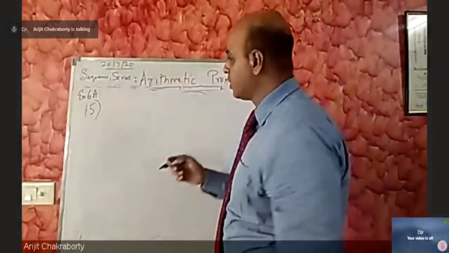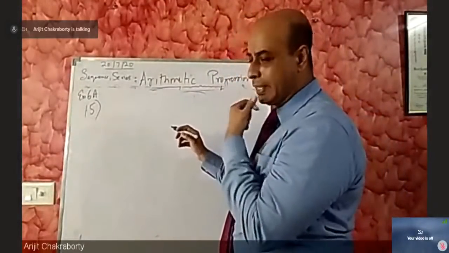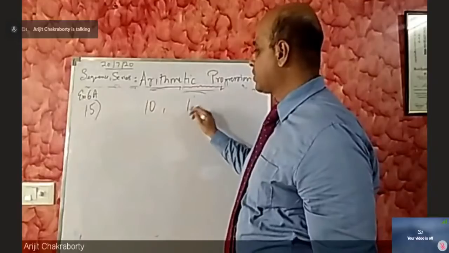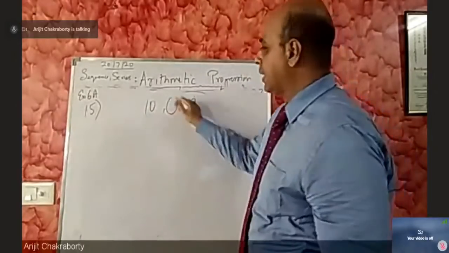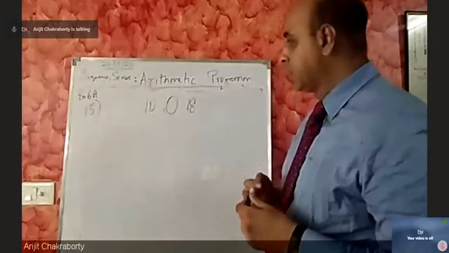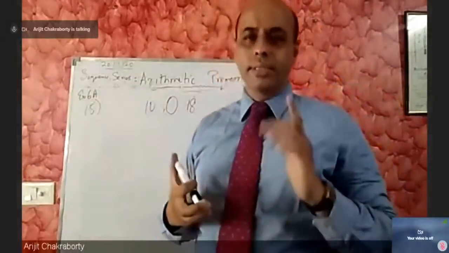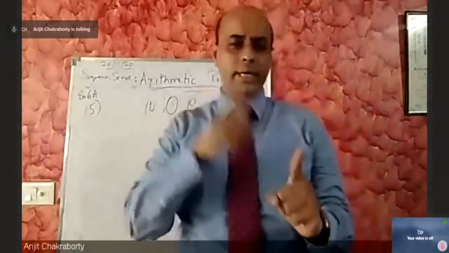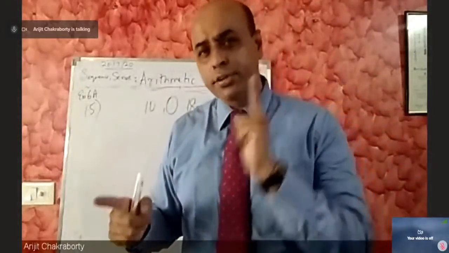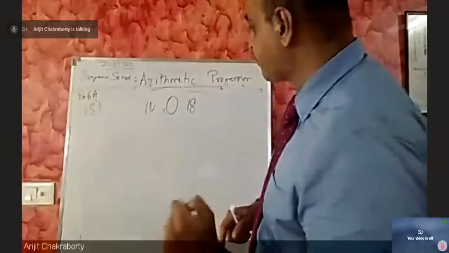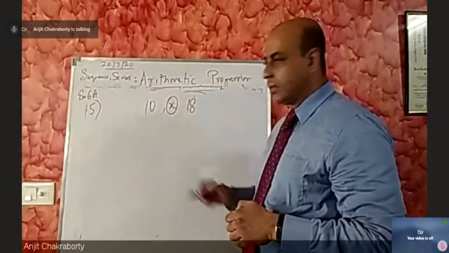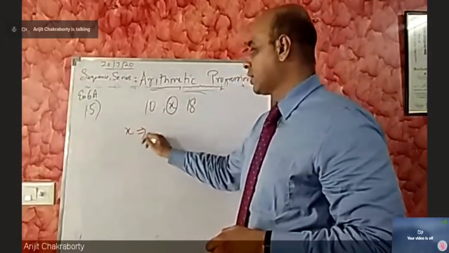Let's try this. See, if I say we have a term, say we have 10 and 18. Okay. There is a gap. So if I say, can you insert an arithmetic mean between 10 and 18? So we have two numbers, 10 and 18. Can you insert an arithmetic mean in between 10 and 18? Okay. So if I put x here and x is an arithmetic mean.